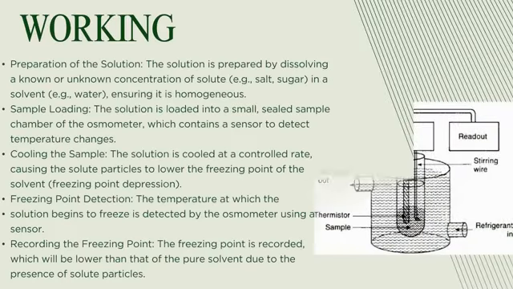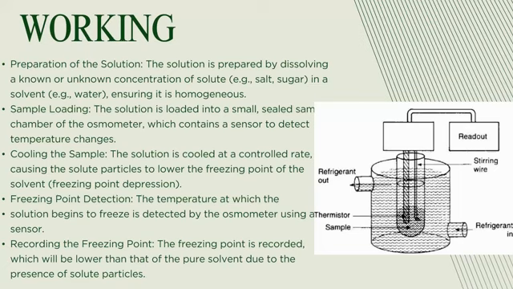Now its working. The sample solution whose osmolarity is to be measured is prepared. This could be a solution of an unknown concentration of solute such as salt or sugar dissolved in a solvent like water. We have to make sure the solution is homogeneous, meaning the solute is completely dissolved in the solvent. The sample of the solution is placed into a small sealed sample chamber of the osmometer. The volume used is typically very small, a few millimeters or less, to ensure quick and accurate freezing point measurements.